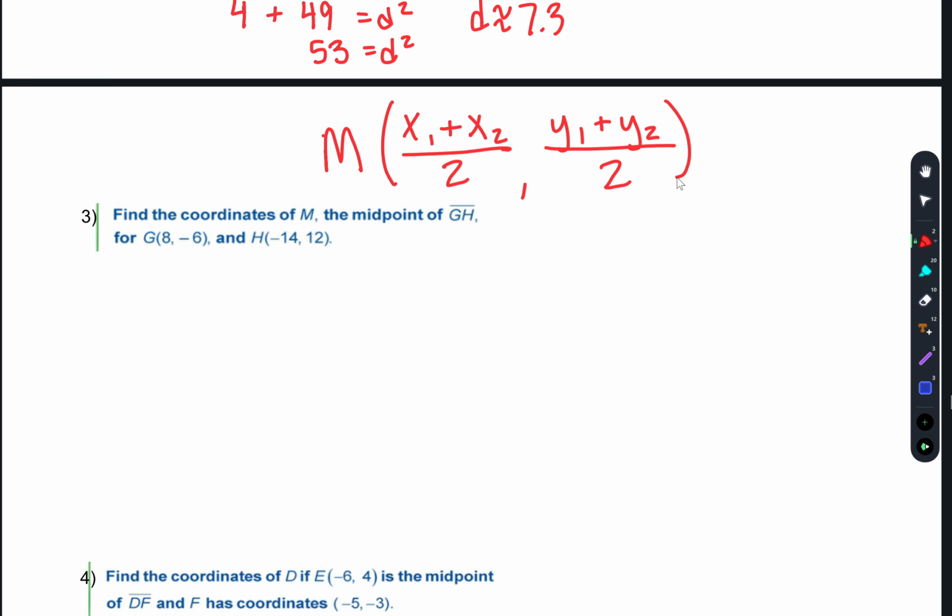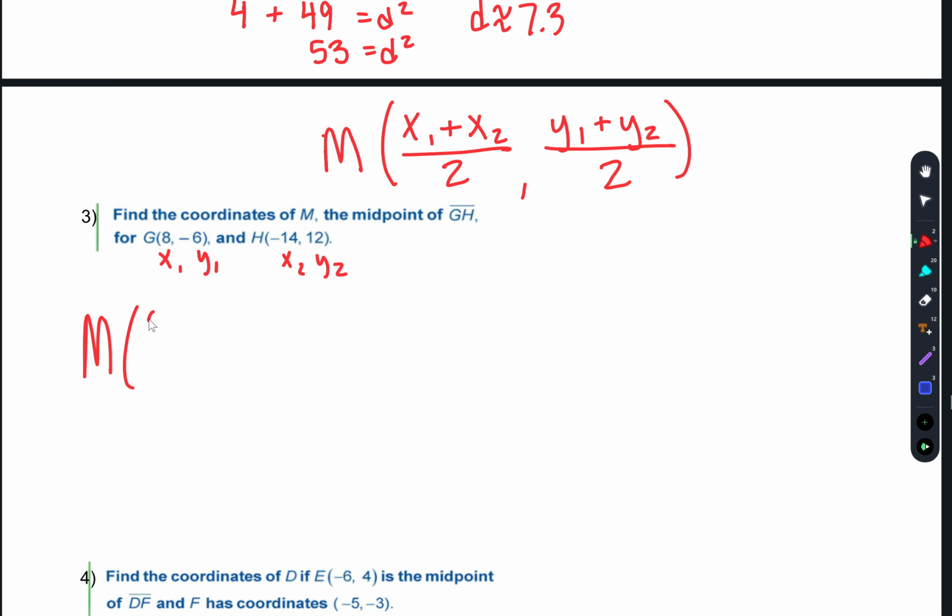So if I'm looking at number 3, it says find the coordinates of M, the midpoint of GH. For G and H, I have those two endpoints. Then all I have to do is literally plug those endpoints into these formulas. My midpoint called M is going to be the average of x1 plus x2. Remember, we have x1 and x2 in here. x1, x2, y1, y2.